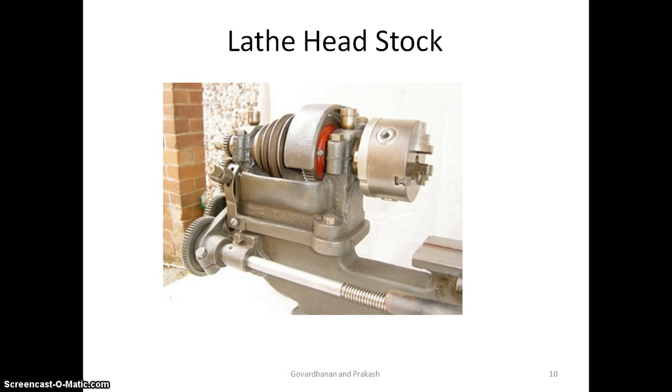The tailstock is mounted at the right end of the bed. It is used for supporting the right end of the workpiece with a live or a dead center.